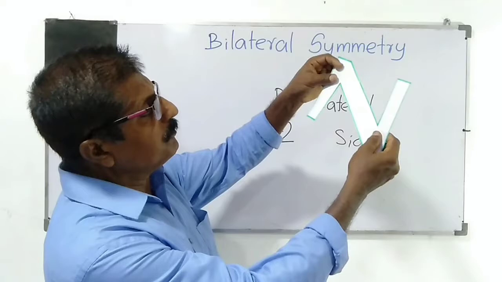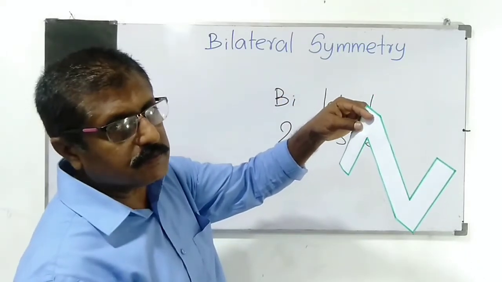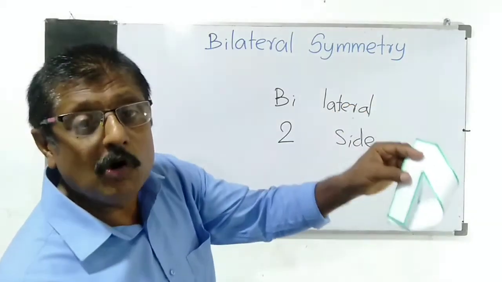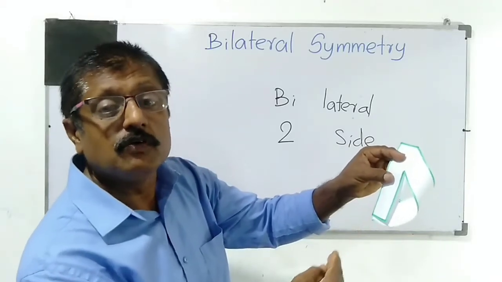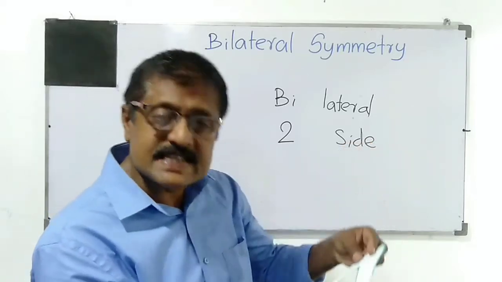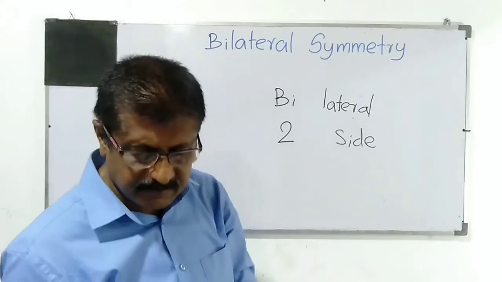What about this one? If you cut it like this, you can get two equal halves. But will they coincide when you fold? No. They don't coincide with each other when you fold. Therefore, this is a figure which hasn't bilateral symmetry. This one hasn't bilateral symmetry.